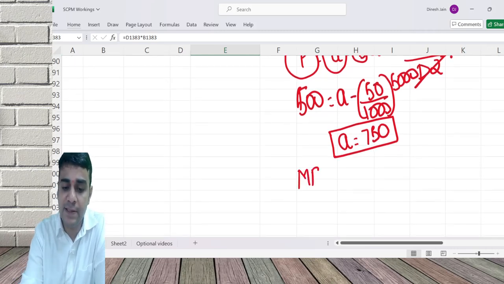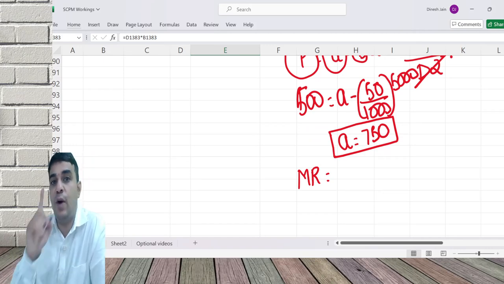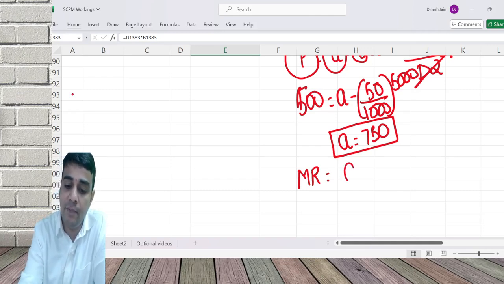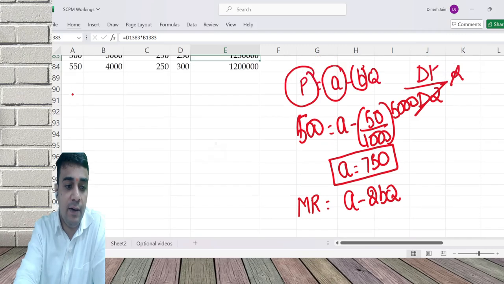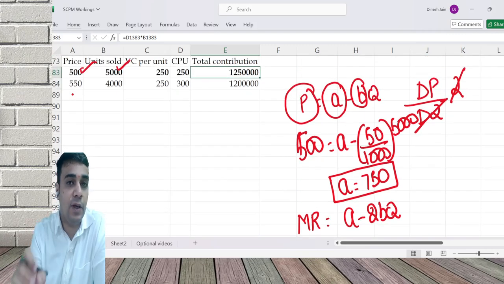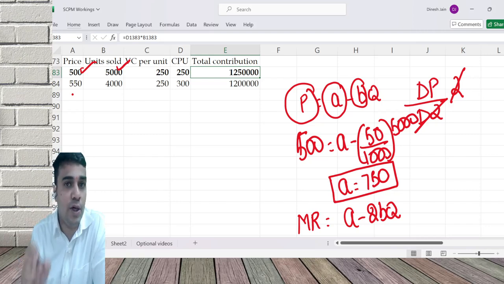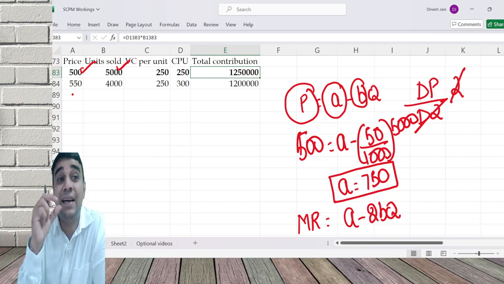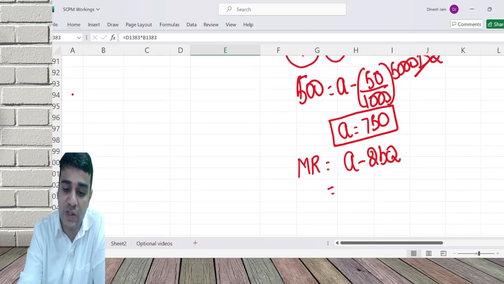Now, then they say MR. The term MR means marginal revenue, the marginal revenue of one extra unit. Mathematically, it will be A minus 2BQ. We did 500, 5000. If you do 5001 units, and check what is the price and get the incremental revenue, it will be MR, incremental revenue. A minus 2BQ. MR is equal to 750.